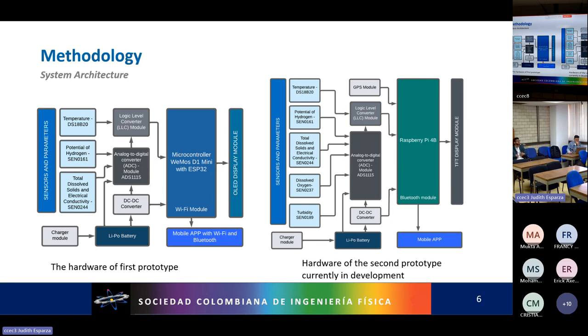For the water monitoring, the parameters are shown on an OLED display and can connect to the mobile app. The second prototype is currently in development and adds two more parameters, oxygen and turbidity, and changes the ESP32 to a Raspberry Pi because we want to implement advanced algorithms or machine learning in the future.